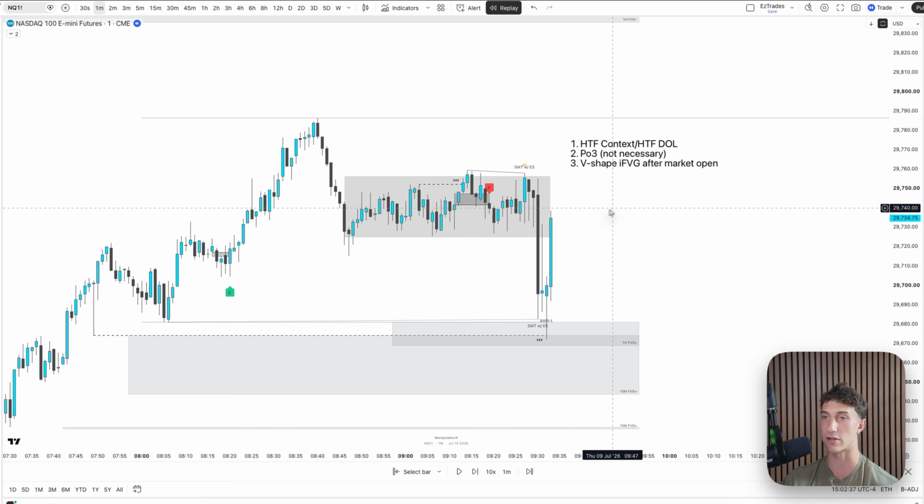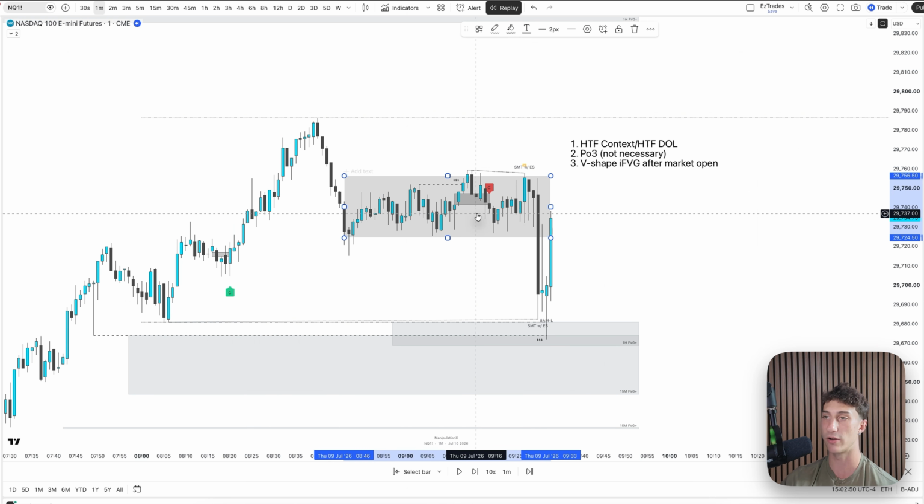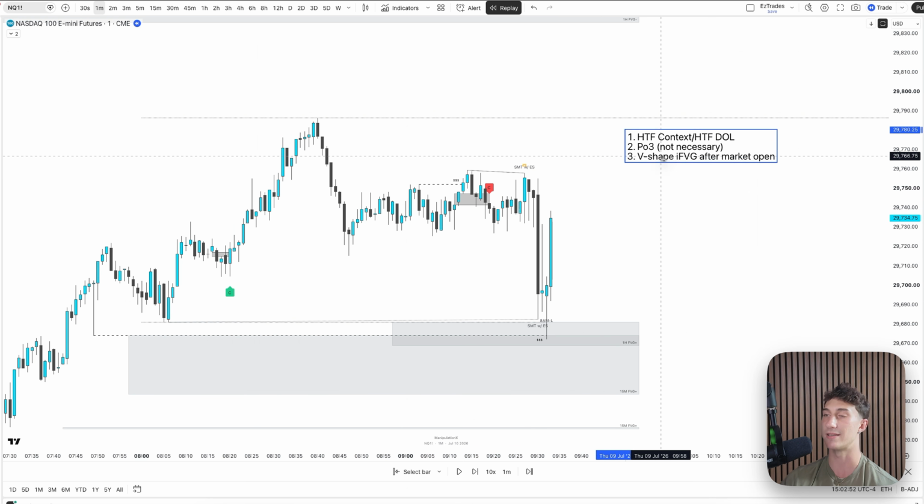Whenever you have all of these confluences, right? You're taking out the 8 a.m. low, you have that higher time frame fair value gap, you have that external liquidity sweep, and then you get that V-shaped inversion after a period of accumulation. This is just a textbook setup, okay?